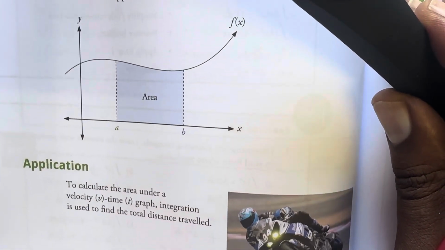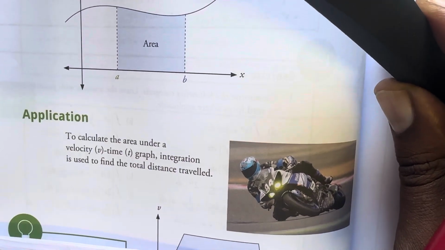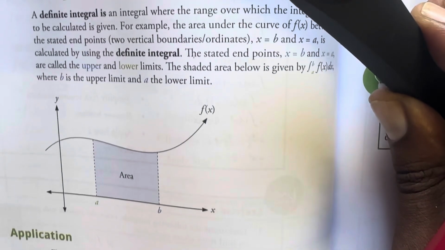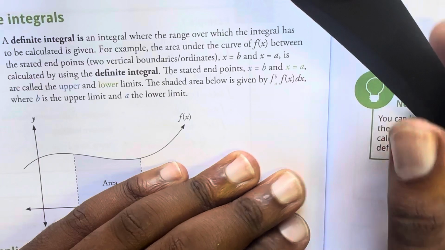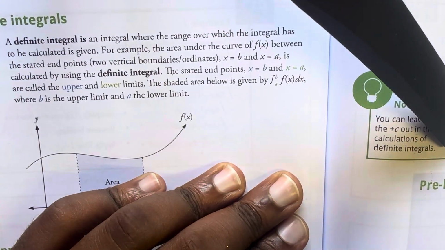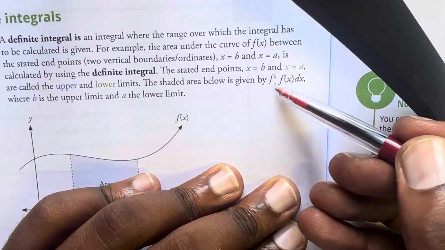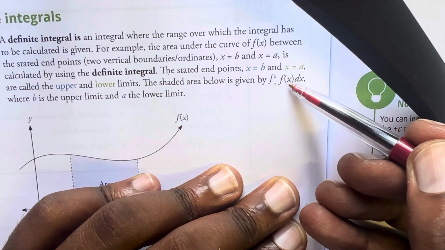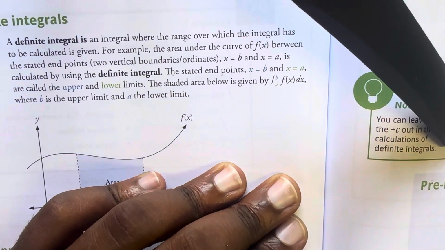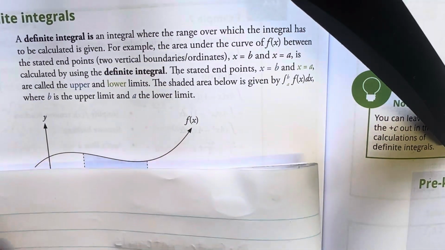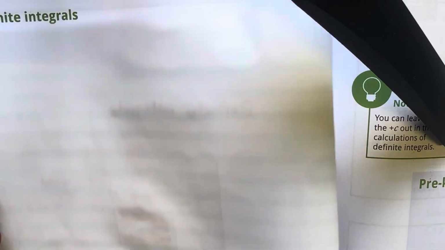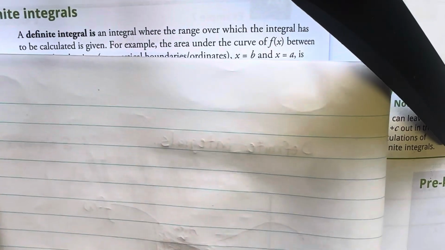This is how we determine the area of the shaded part: the integral between the upper limit and the lower limit of the function to be integrated in terms of x. In this video, I'll be doing more examples of integrals.